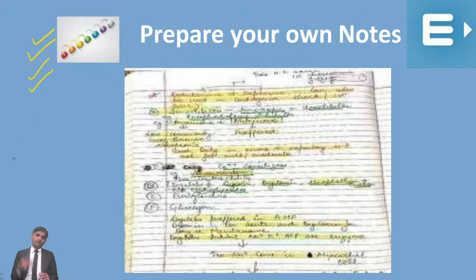Very important: prepare your own notes by listening. Note down the points and write them in your own notes. Don't completely depend on the material provided by the institute. Is the point clear for all of you?